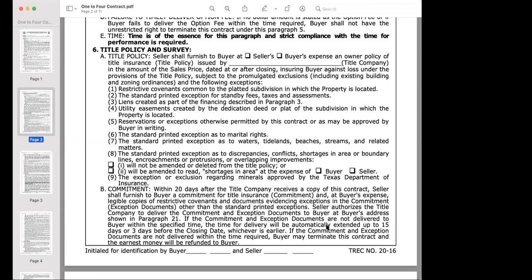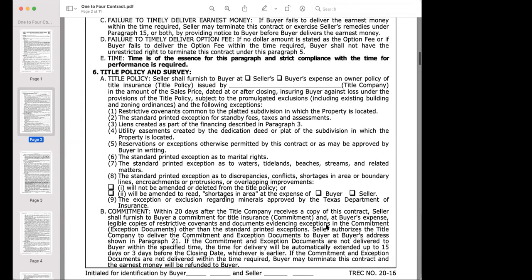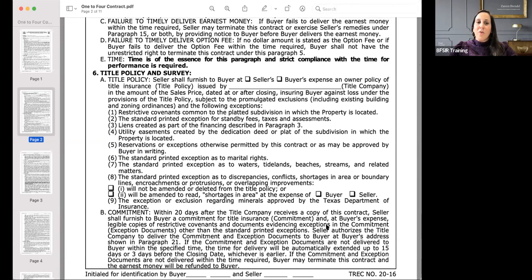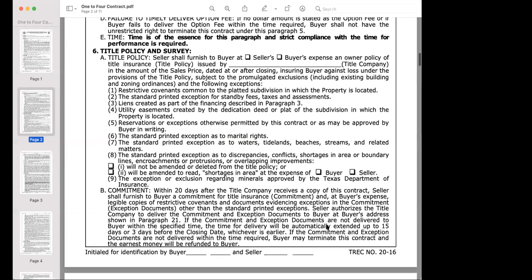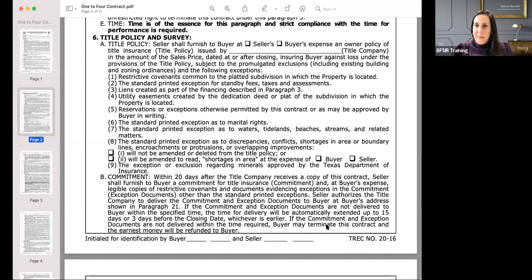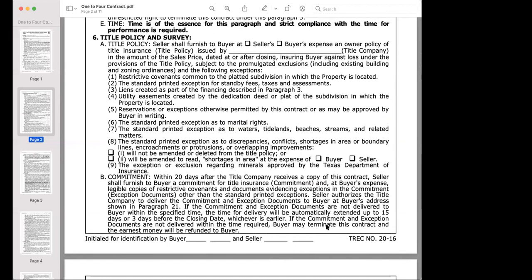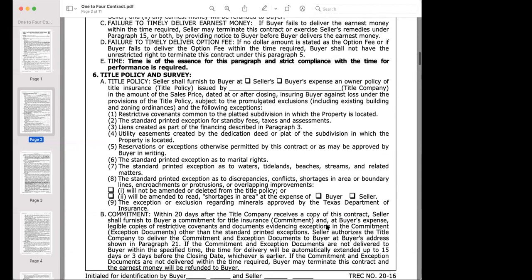And what about right above that, where it says about the option money also, failure to deliver? Yeah, time is of the essence for the whole paragraph 5. If you fail to deliver it timely, you're out of luck. You don't have the right to terminate. Does the seller also have the right to terminate based on that? No, the buyer just doesn't have an option. Okay, got it.